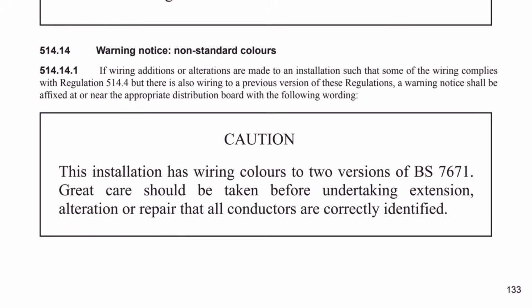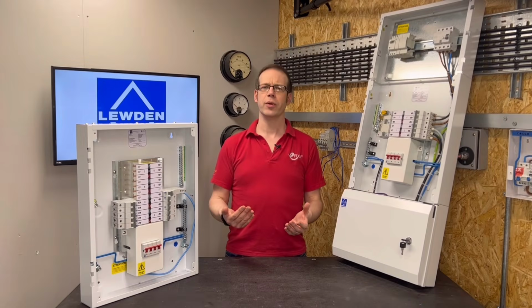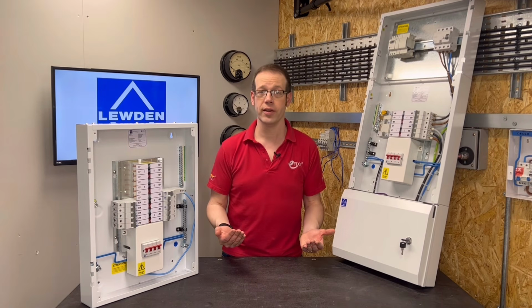And it states, if wiring additions or alterations are made to an installation such that some of the wiring complies with Regulation 514.4, but there is also wiring to a previous version of these regulations, a warning notice shall be affixed at or near the appropriate distribution board with the following wording. Caution. This installation has wiring colours to 2 versions of BS 7671. Great care should be taken before undertaking extension, alteration or repair that all conductors are correctly identified. So that's a very sensible precaution to take, but it's no longer a requirement under the Second Amendment.